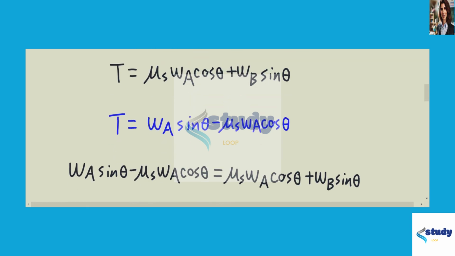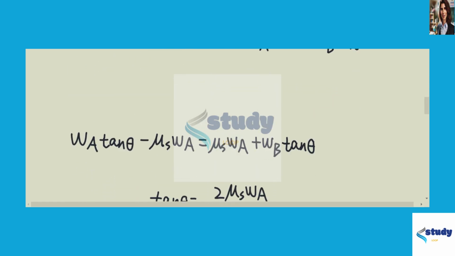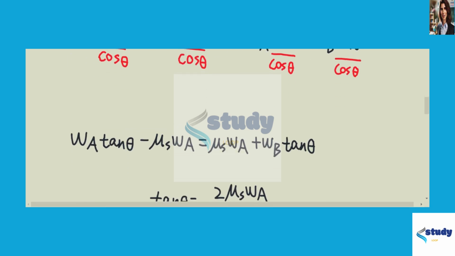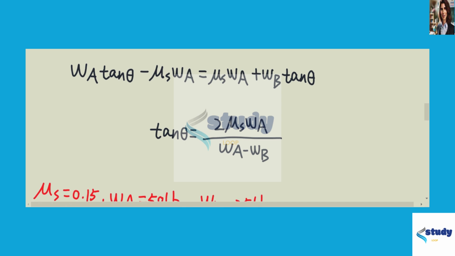So therefore, we have WA sine theta minus mu S WA cosine theta is equal to mu S WA cosine theta plus WB sine theta. So therefore, if we divide by cosine theta on each side, we eventually have WA tangent theta minus mu S WA is equal to mu S WA plus WB tangent theta. So therefore, tangent theta is equal to 2 mu S WA over WA minus WB.